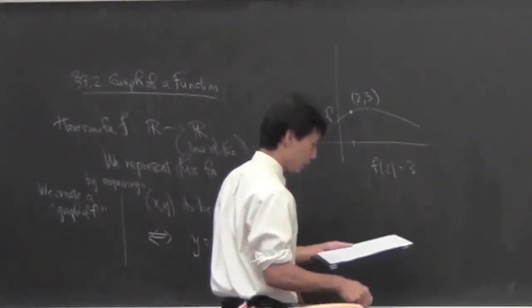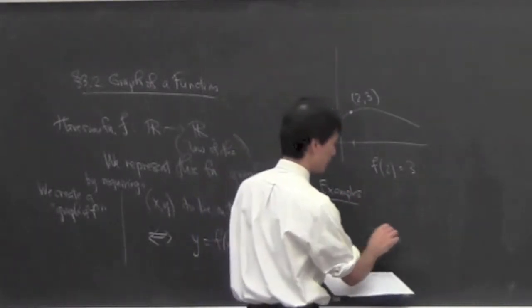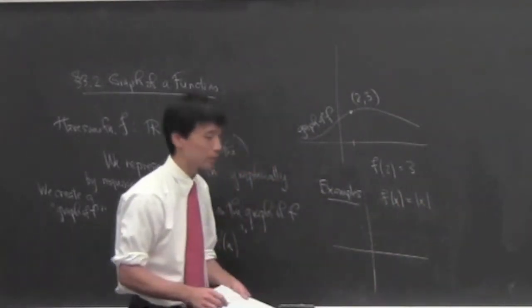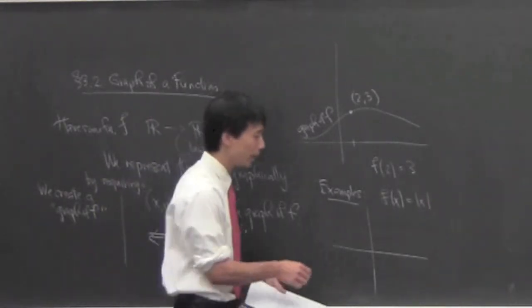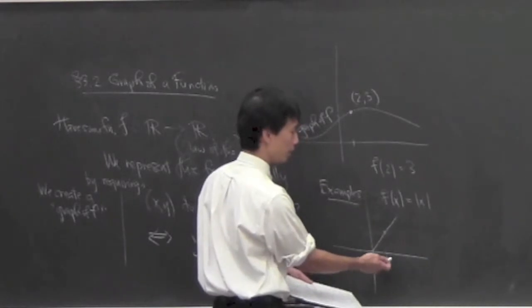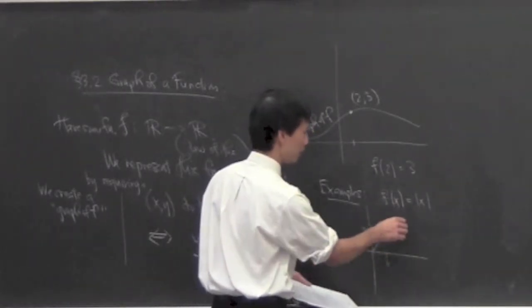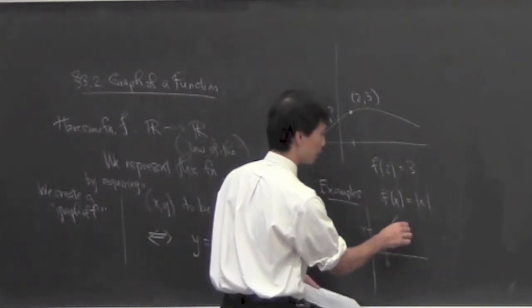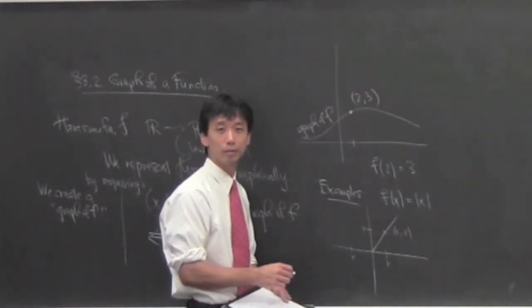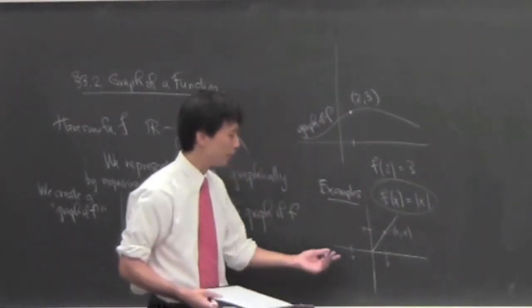Basic examples. If I have that f is the absolute value function, then you know what the graph looks like. What does the graph look like? It's like a V. You take some point x, and the y value is going to be the absolute value of x. Over here, the y value is the same. But over here, when I take in x, what's the y value?